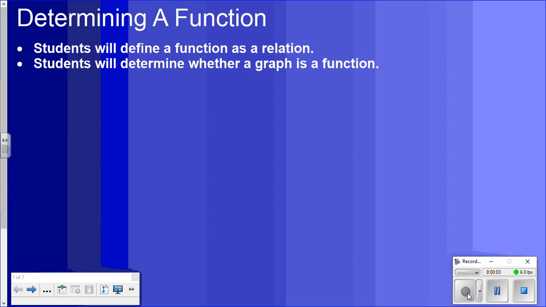In this lesson, we'll be determining a function. By the end of the lesson, you should be able to define a function as a relation and determine whether a graph is a function.